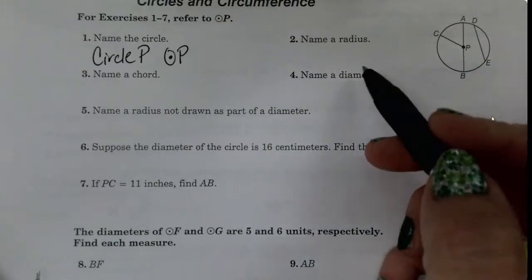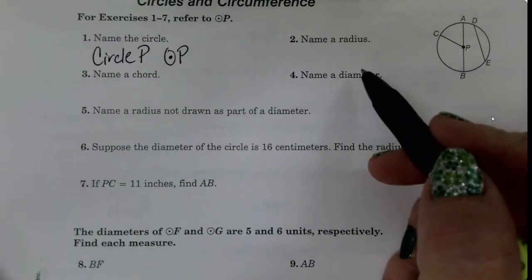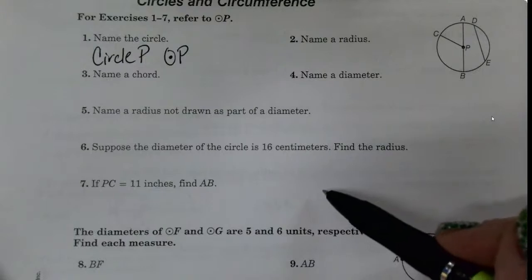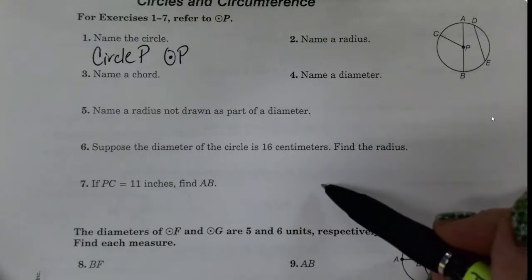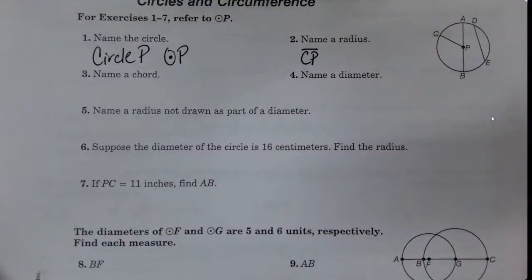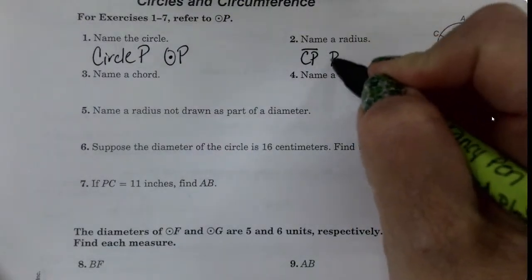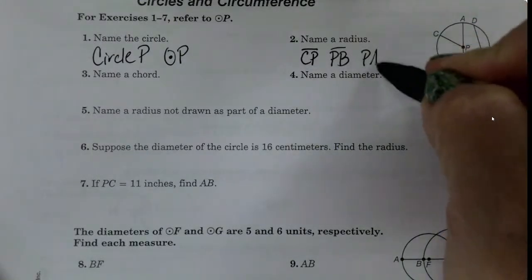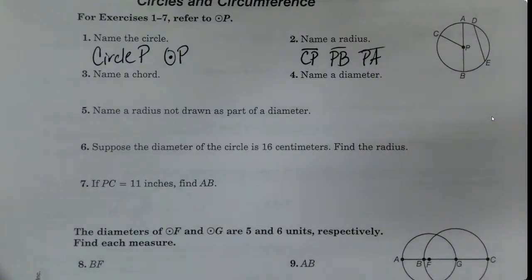Okay, name a radius. Now you should know what a radius is. What is a radius? Half a line. So it has to start in the center and go to the outside edge or vice versa, right? So CP is a radius. PB is a radius. PA is a radius, right? Those are all radii. Radii, plural for radius. All right?